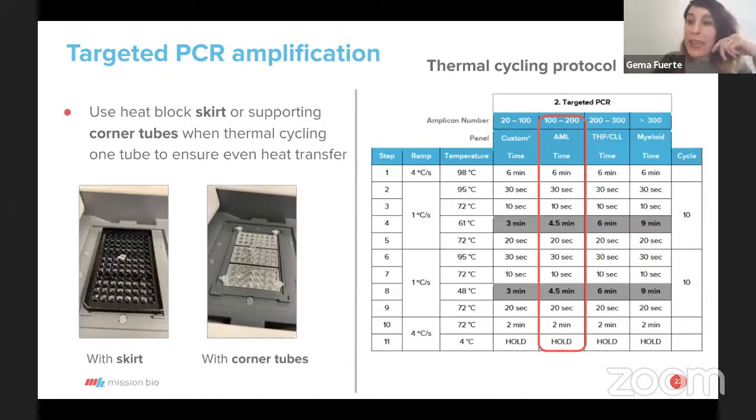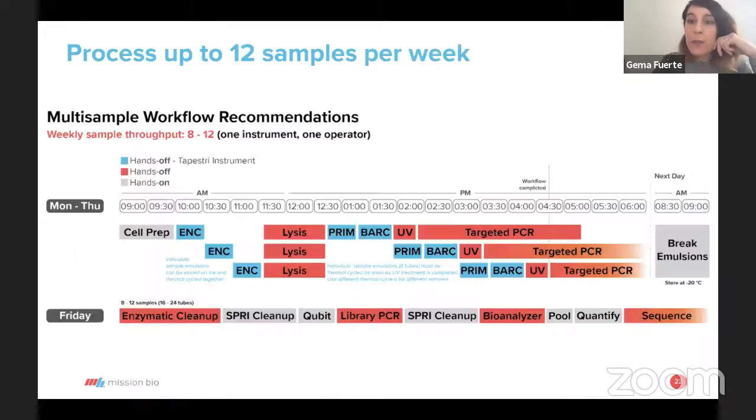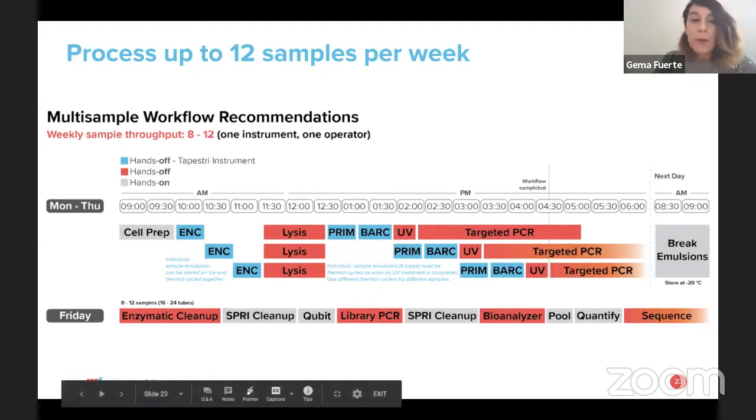And then I just want to take a little bit of time to discuss the multi-sample workflow, in case you are wondering whether you could do more than one sample a day. That's the case. We could do, with one instrument and one operator, up to 12 samples per week. That would mean you do 3 samples a day, Monday to Thursday, and you do the library of all of them on Friday.